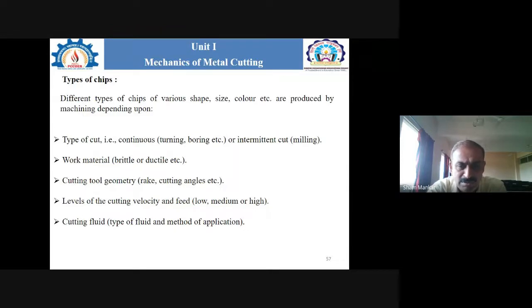Then there is the velocity of cutting, feed and depth of cut at different levels: low, medium and high. Another important one is the cutting fluid, what kind of cutting fluid we are using, and the method of application of the cutting fluid. These are the 5 important parameters we must know whenever we consider the different types of chips which normally form during the machining process.